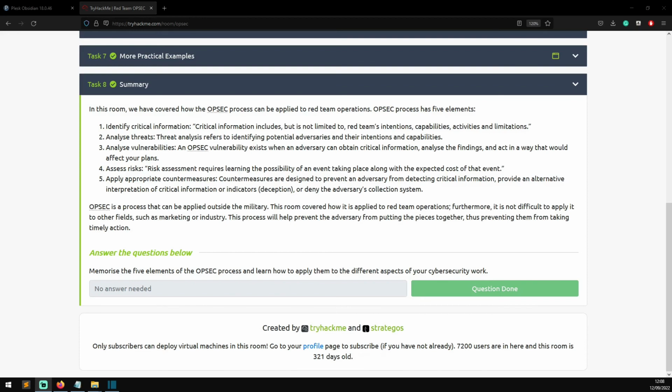OPSEC is a process that can be applied outside the military. This room covered how it can be applied to red team operations. Furthermore, it is not difficult to apply it to other fields such as marketing or industry. This process will help prevent the adversary from putting the pieces together, thus preventing them from taking timely action. Well said, and yeah, memorize the 5 elements of OPSEC and learn how to apply them to different aspects of your cybersecurity work, and that's complete.